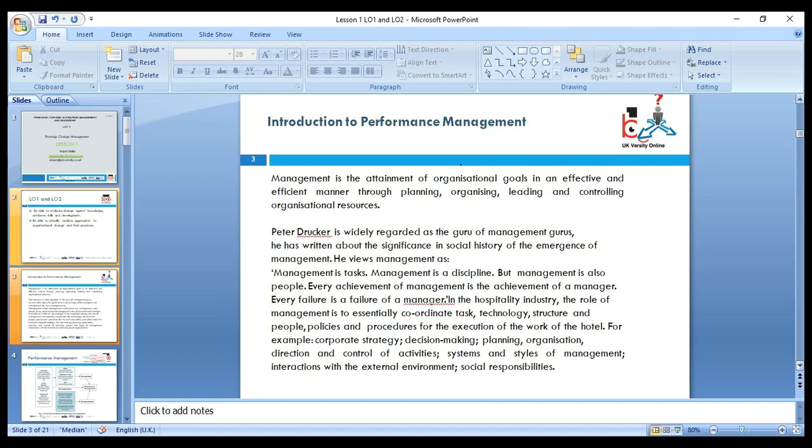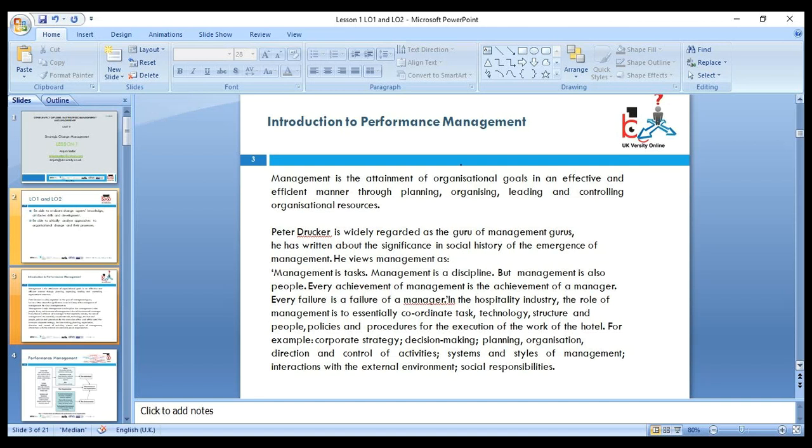But management is also about people. If you better understand people's concerns, you can manage better. Every achievement of management is the achievement of a manager. If something is achieved as a whole, that's why managers normally get a higher bonus than the employees. If we are achieving it, every failure is also a failure of managers.